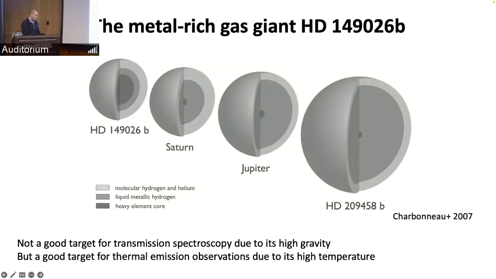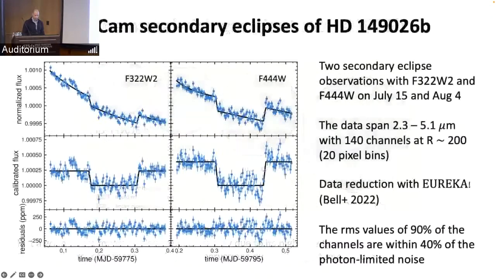Now, this is also illustrating the power of Webb. HD 149026b was not a great target for transmission spectroscopy because it has a high surface gravity and a resultingly small scale height. But because it's a very hot planet, if we push JWST into observing the planet at longer wavelengths than we've had access to before with Hubble, then we can make progress on this object.